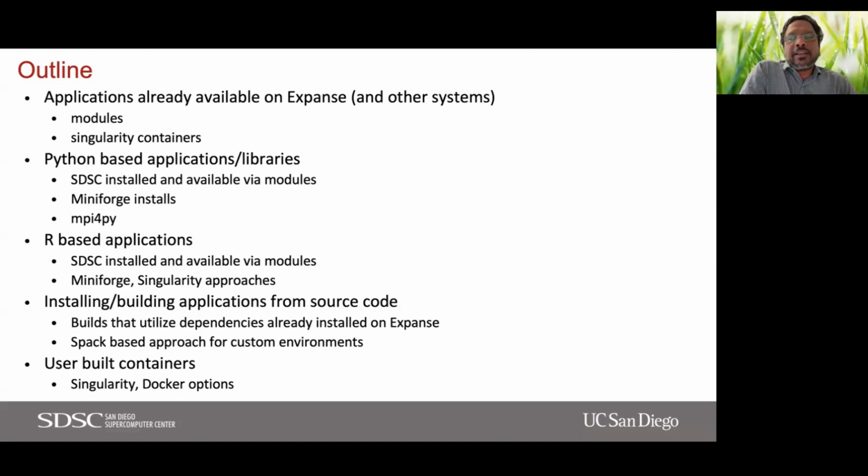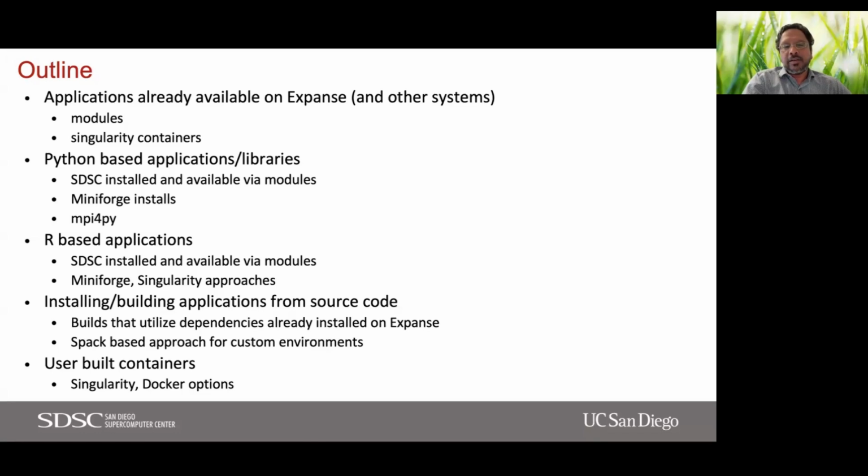We'll start with applications that are already available on systems. So typically they are available via modules, or some of them might be in Singularity containers. I'll give you examples of that. Then we'll particularly look at Python and R-based applications because this is one major source of questions on our end, and there are several ways of getting these installed and used. So I'm just going to go over those, and then move on to essentially building applications from source code.